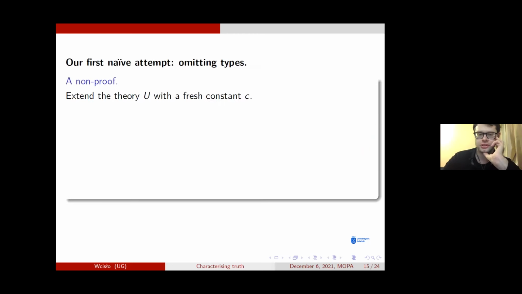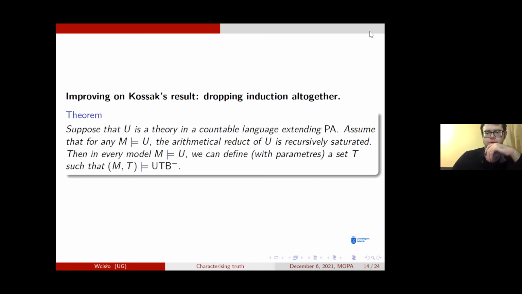So first, maybe to understand what will be going on in the next slide, our first naive wrong attempt. May I have a question? Yes, sure. So isn't it that we can drop this parenthetical remark that the definability is with parameters? Because in the proof we can.